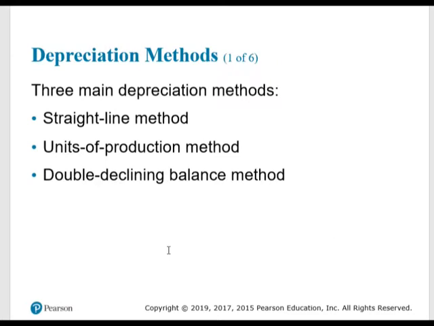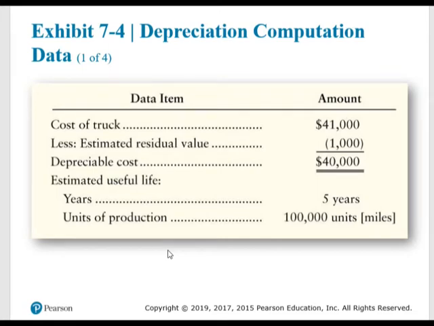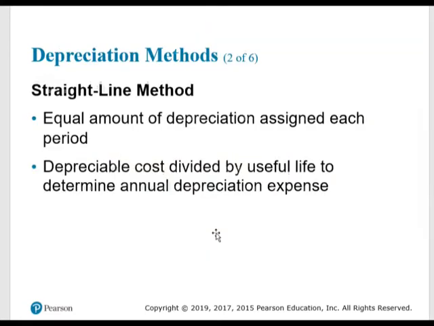There are three main depreciation methods. The first is straight line, which we've talked about before and we'll get into in more depth here. The second is units of production, and the last is double declining balance. You're given data that you will use for the following explanations of each method. A truck that cost $41,000 is expected to be worth $1,000 at the end, and it will last 5 years and go 100,000 miles.